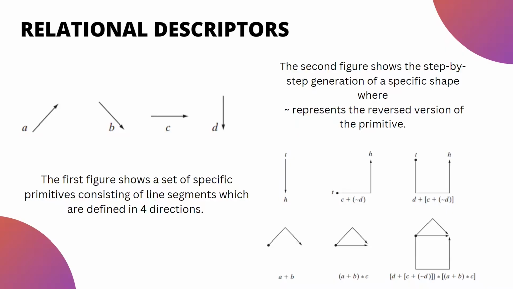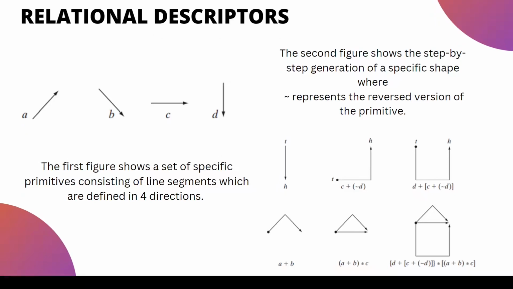The figure on the left side shows a set of specific primitives consisting of line segments which are defined in four directions. The figure on the right side shows the step-by-step generation of a specific shape where tilde represents the reversed version of that particular primitive. Here, in the second image, we can see various mathematical operations performed on the image segments. Some of them are C plus negation D plus C plus negation D, A plus B into C, etc. Here, T represents the tail of the segment and H represents the head of the segment.